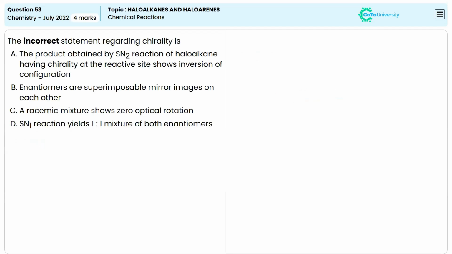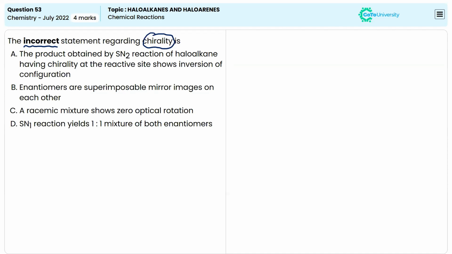Now the next question. Here we have four statements, and we have to find out the incorrect statement from these options. All these statements are regarding chirality. So we have to choose the incorrect one. First of all, we have to know what a chiral carbon is.